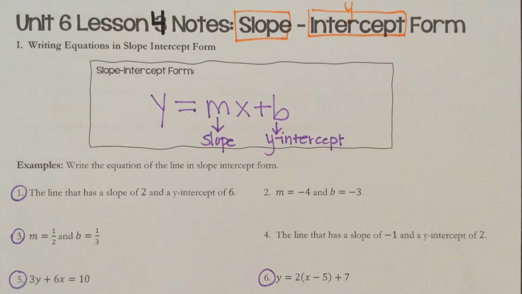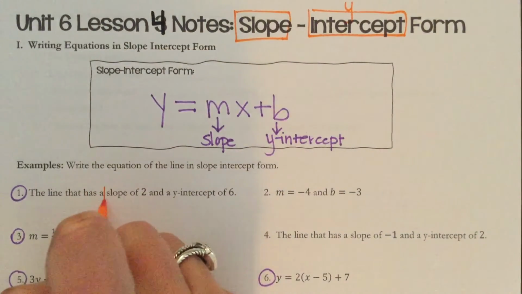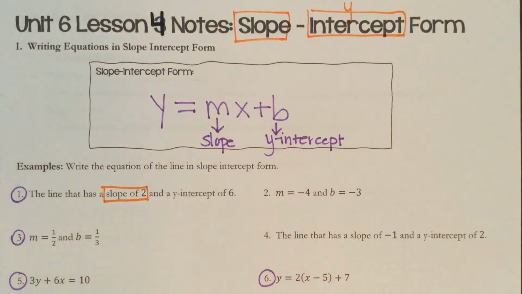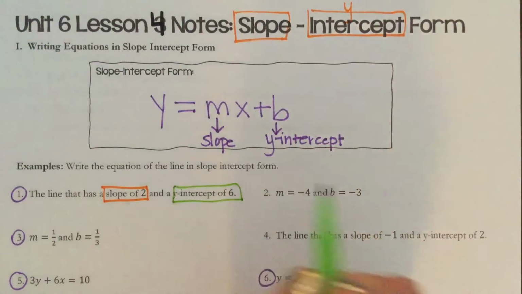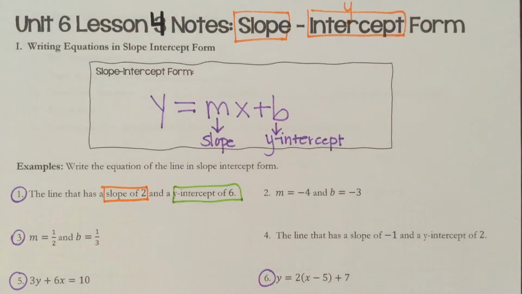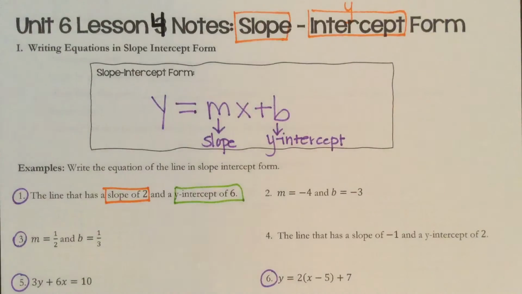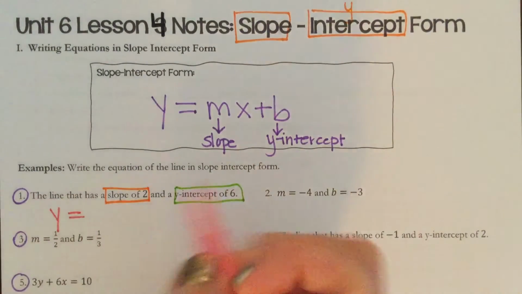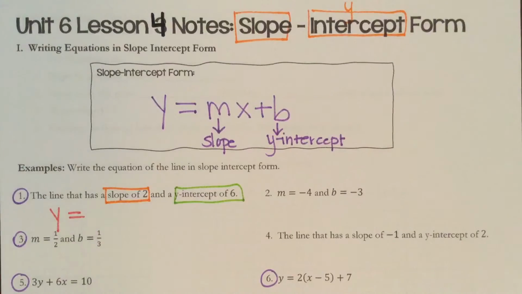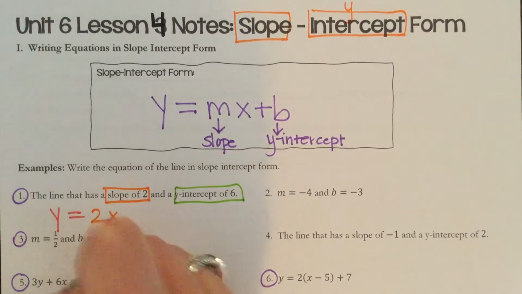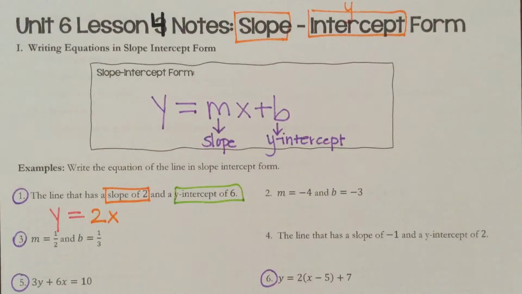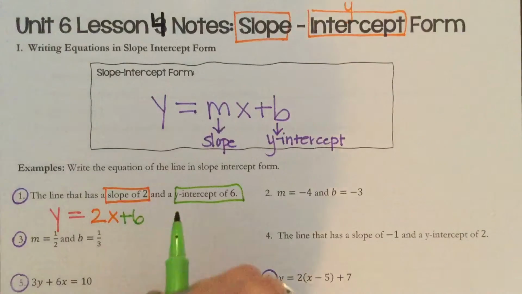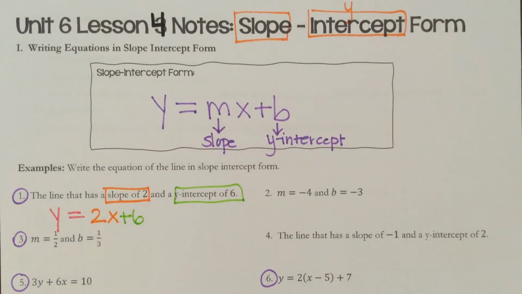So in number 1, it says that we have a line, and we've been told that it has a slope of 2, and it has a y-intercept of 6. We were given a slope and an intercept, so we're going to plug into slope-intercept form. My equation is going to say y equals, and in place of the m, I'm going to plug in my slope, which is 2. Remember, it is the coefficient of x, so y equals 2x. And then plus my y-intercept, in this case, plus 6 is my y-intercept.